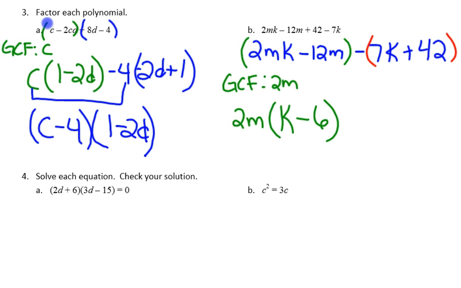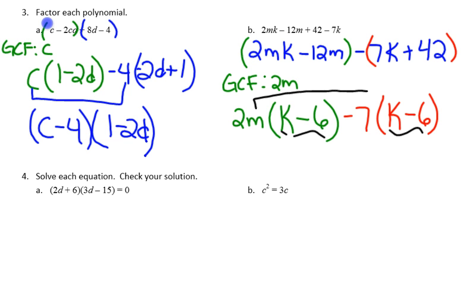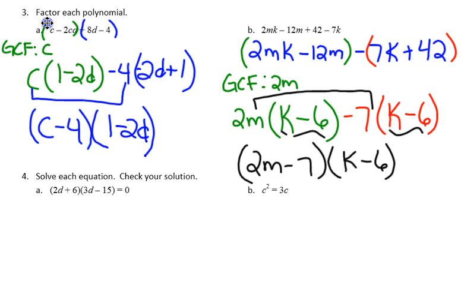M's cancel. In the next one, because I need these to match, I'm going to have to pull out a negative 7. So negative 7 divided by 7 is k. 42 divided by 7 is negative 6. So once again, these match. I can put those two together. 2m minus 7 times k minus 6.